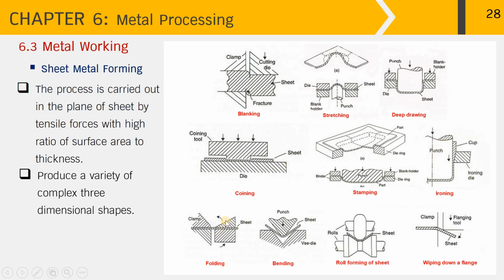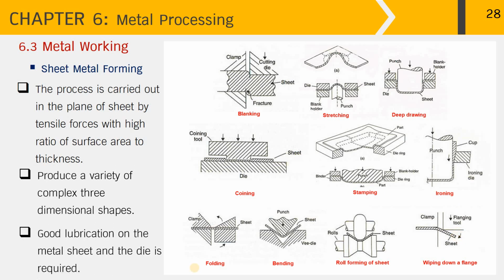In the folding operation, we have two sets of die that clamp the metal sheet at both ends. One is stationary and the other one moves upward to give the folding operation. For bending, we can have the V die and the punch in a V shape that folds the sheet into the V shape by moving downwards. Alternatively, we can use roll forming of the sheet by putting the sheet between the upper and the lower rolls. And finally, for wiping down the flange, one side of the metal sheet is clamped, while the other side has the flanging tool moving downward to bend the sheet.